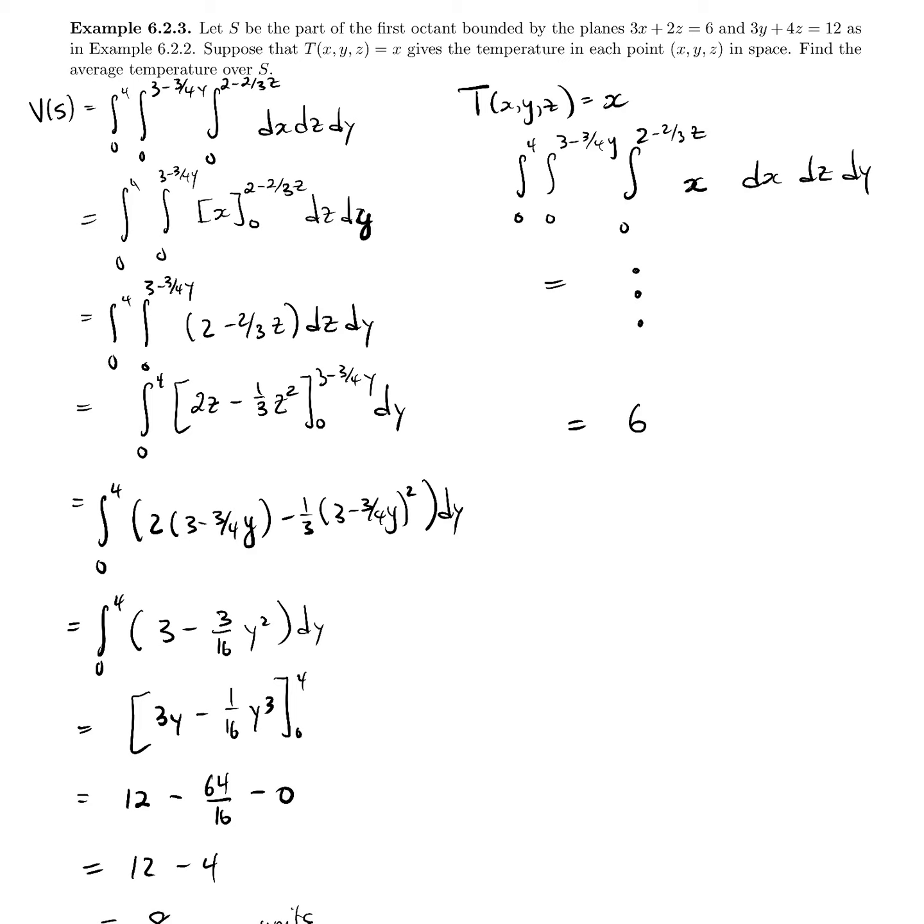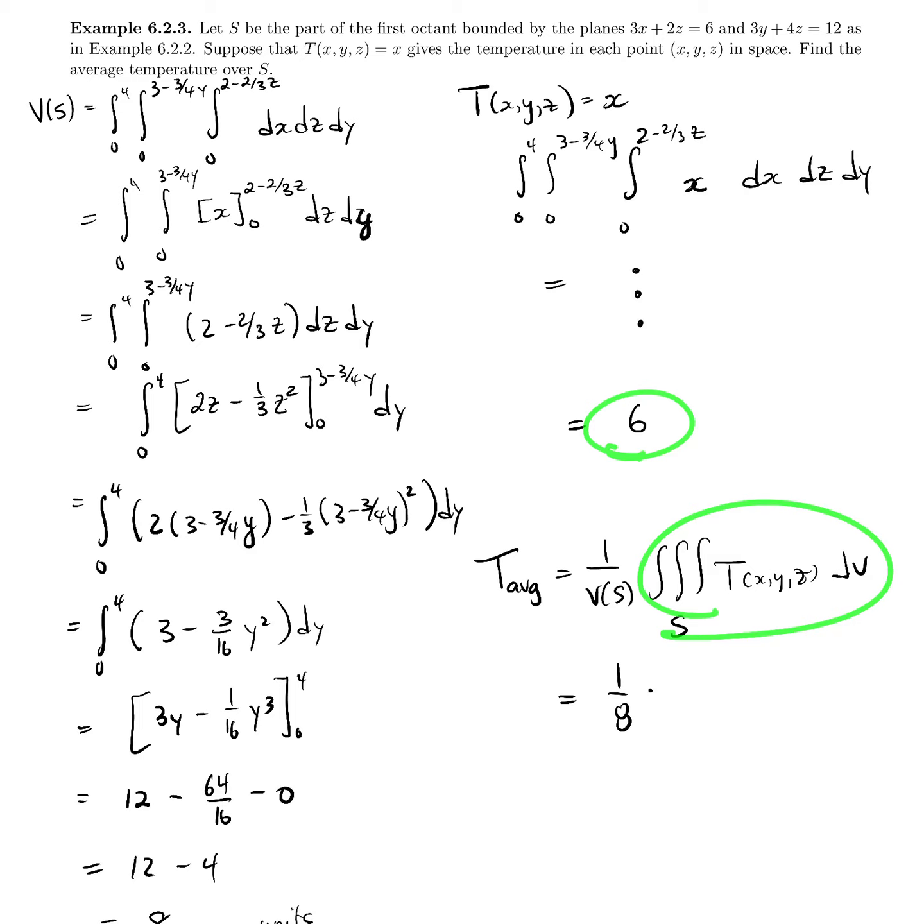And so what I'm looking for is T average over S, and that is 1 over the volume, right? Using that formula, it's 1 over the volume of S times the triple integral over S of T of x, y, z dV. So that is 1 over 8. This integral gave us 6. So 1 over 8 times 6, 6 over 8, 3/4 units of temperature, whatever they are.